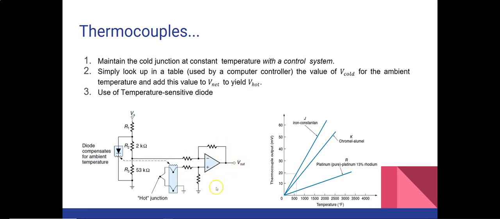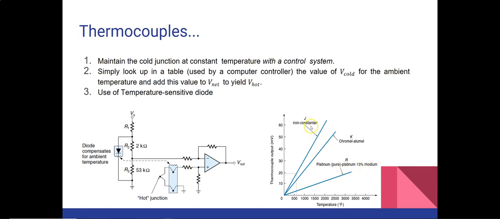So that's how it works, and on the right you see the graph between the temperature in Fahrenheit and the thermocouple output in millivolts. And you see here the graph is shown for three different metal wires. First is the iron constantan, next is the chromel aluminum, and third is the pure platinum 13% rhodium.